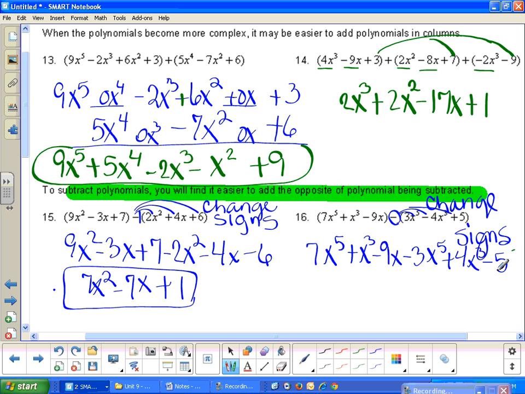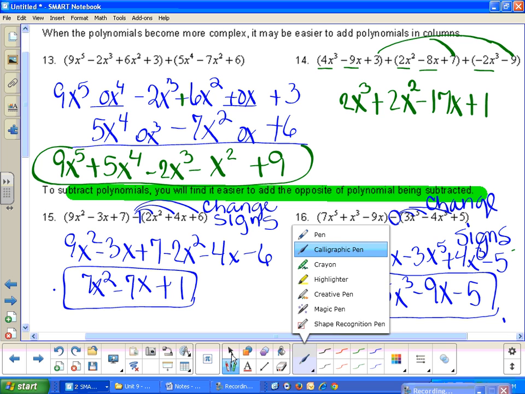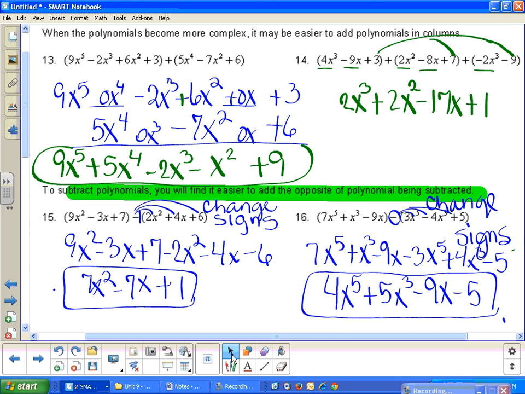Combine our like terms. We have 7x to the fifth and 3x to the fifth equals 4. So we have 1x to the third and 4x to the third. We add those together. 9x has nothing to combine with it, and 5 has nothing to combine with that one. So 4x to the fifth plus 5x to the third minus 9x minus 5. And that's what we're going to have when we're subtracting polynomials. Same thing to do with work, combining like terms. Pay special attention to our sign.